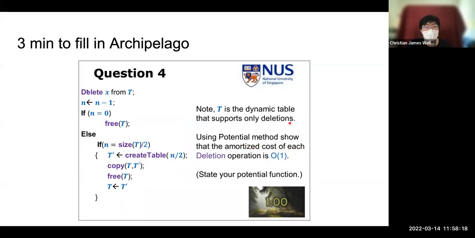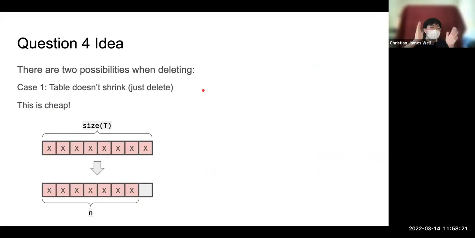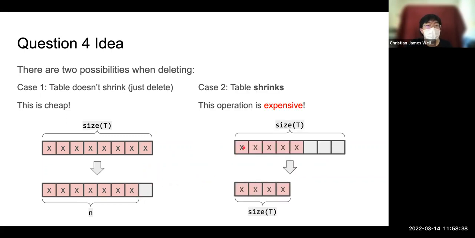Again, we have to state the potential function. Let's recall the potential method: we have to define our potential function. How do we define it? There are two possibilities when you delete. In the first, the table doesn't shrink, you just take away one element. This is a cheap operation, right? The second case is when the table shrinks. When you delete this element, it becomes half the size of the table. Then you halve the table and it becomes like this. This is expensive because you have to copy things over to the new shrunk table.